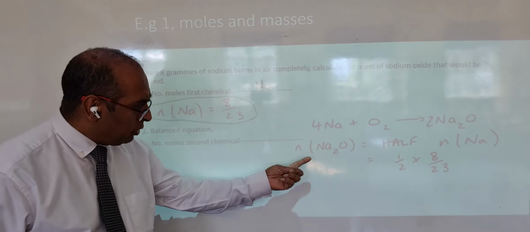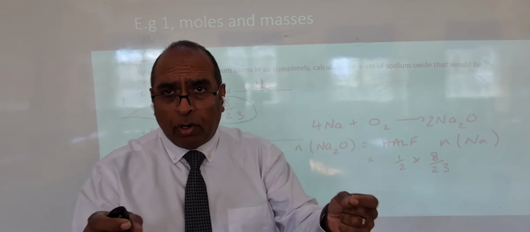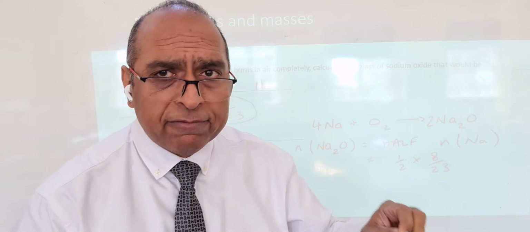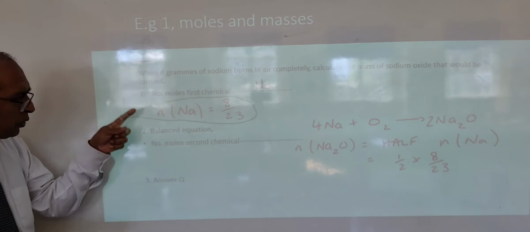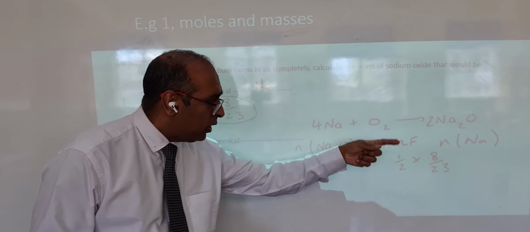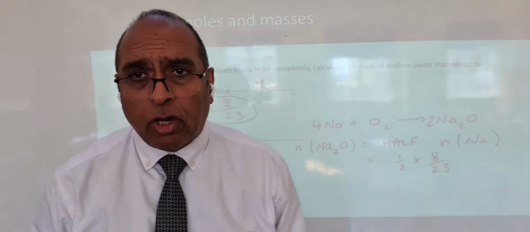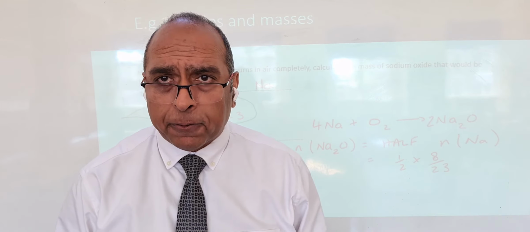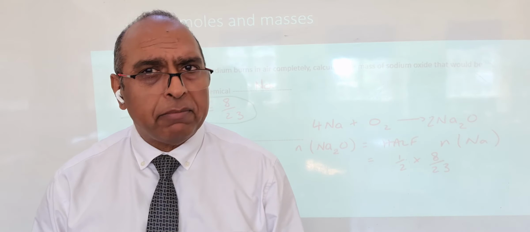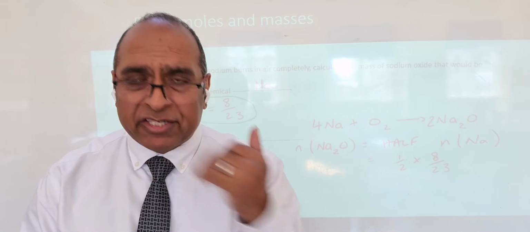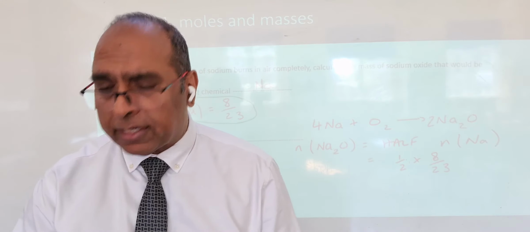So the number of moles of sodium oxide is half. The important word in step two is half. You're going to have half of the number of moles of sodium. Now the number of moles of sodium we worked out here. Half the number of moles of sodium is 1/2 times 8 over 23 moles that you had before. So step two is not such a big calculation step. It's compare the balanced equation and use the big numbers to get the ratios and the number of moles of that second chemical.